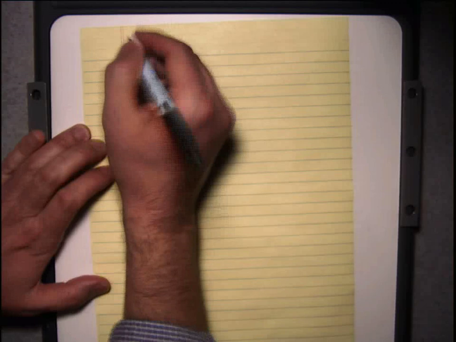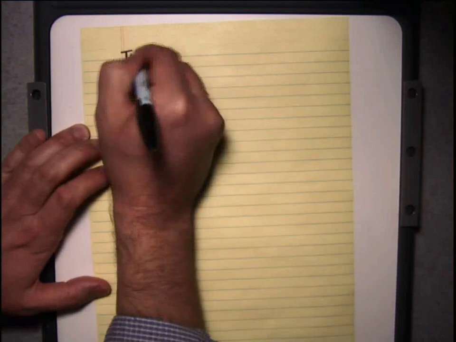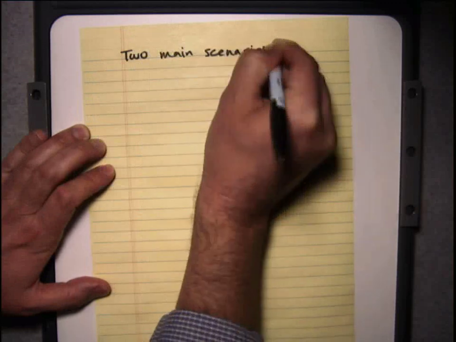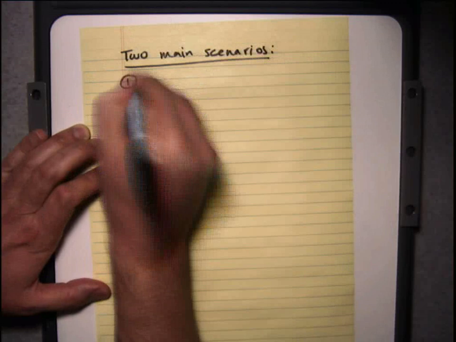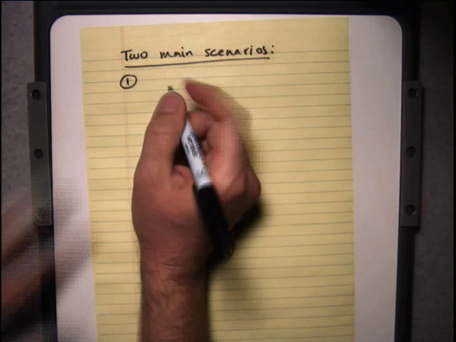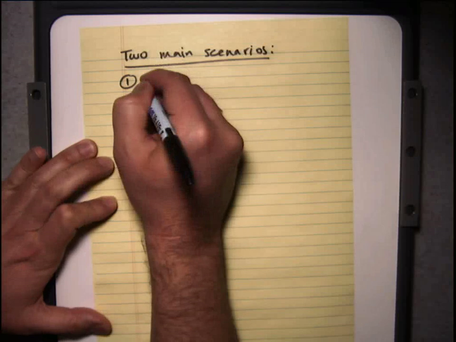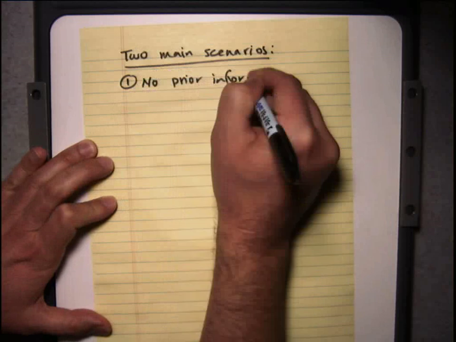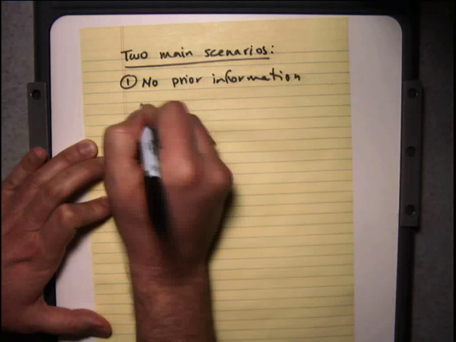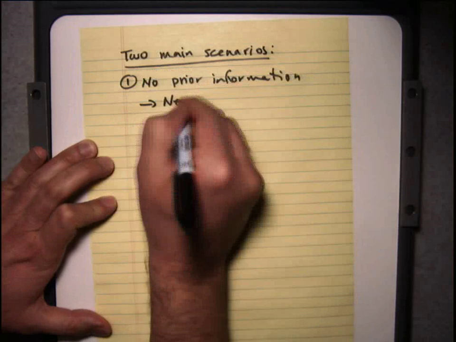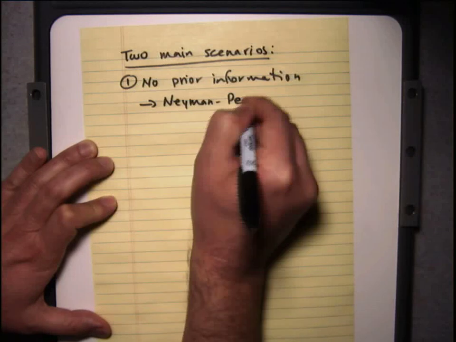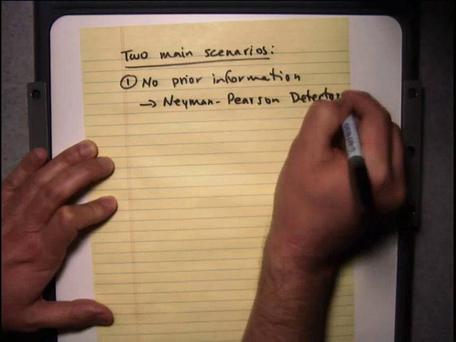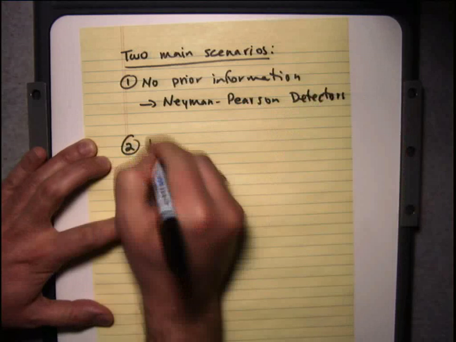So, two main scenarios. The first one is what we call the situation where you have no prior information. I'll explain what that means in a moment. This leads us to the so-called Neyman-Pearson detectors. The second one is when we have prior information.